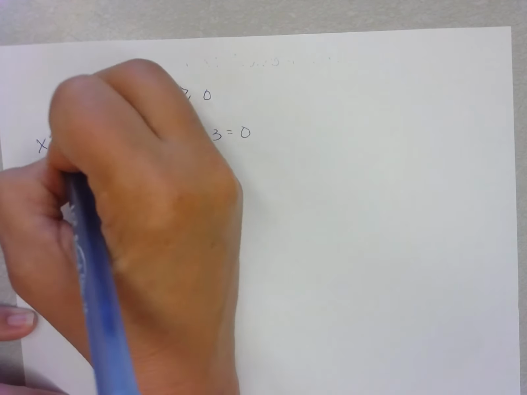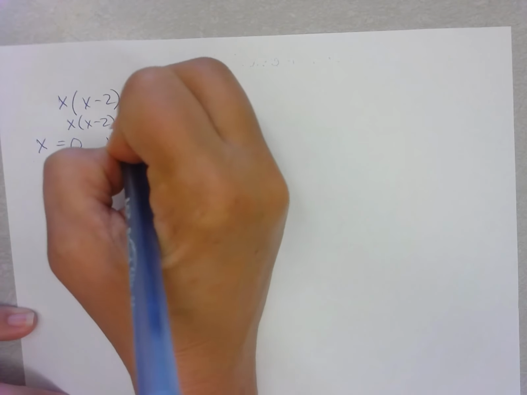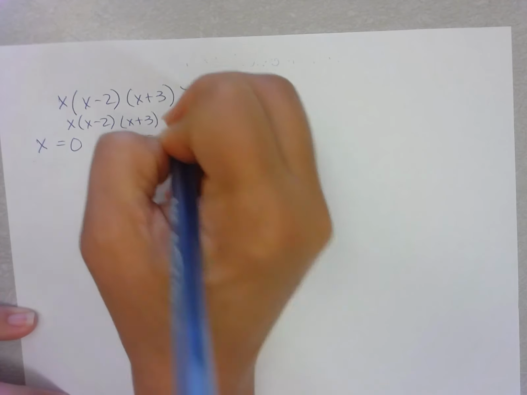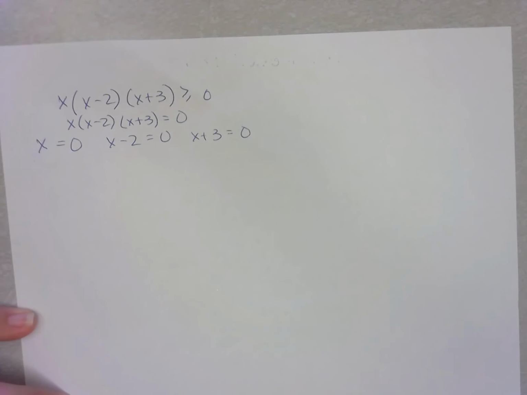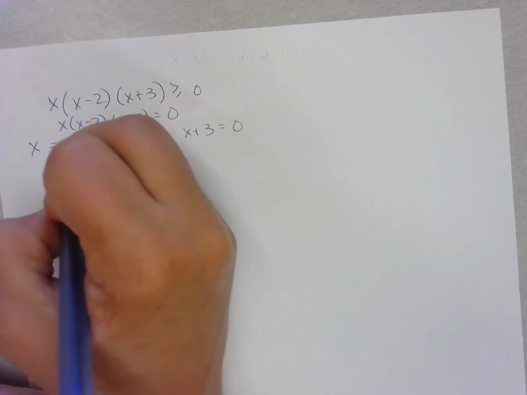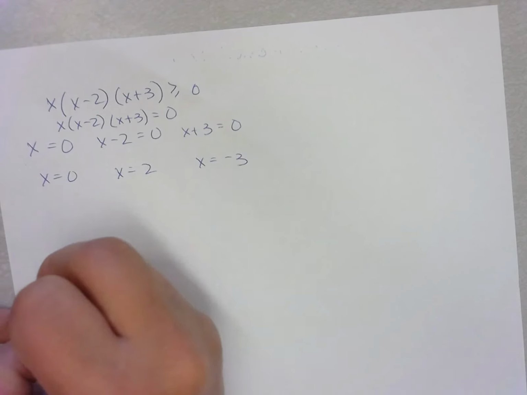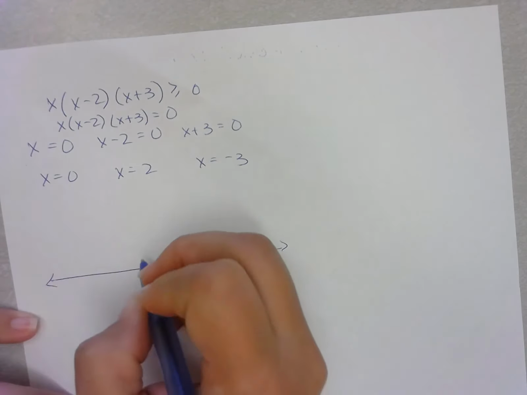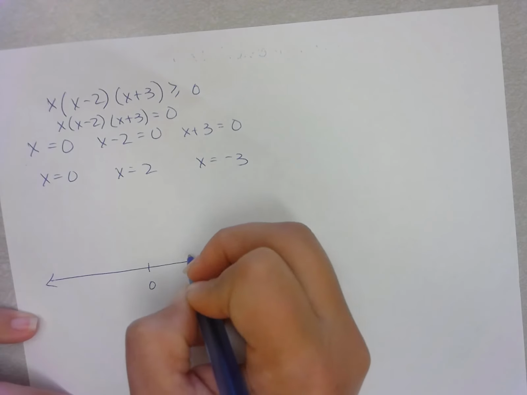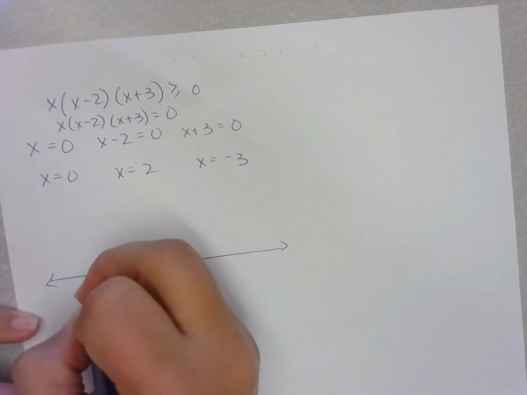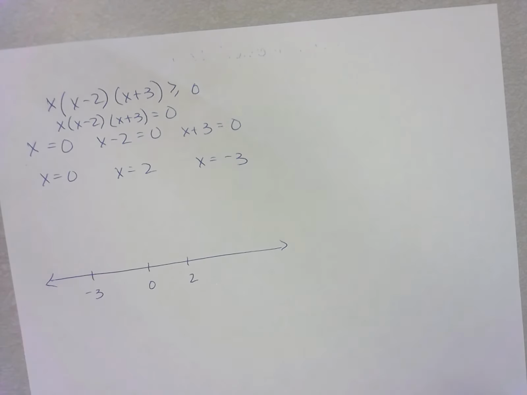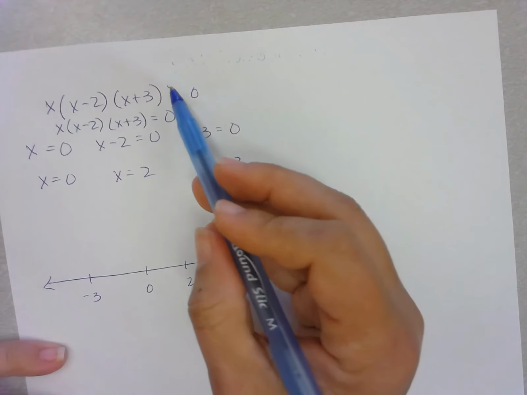We're technically solving this. We're looking at where this is true first, okay? This gives me x is 0, x is 2, and x is -3. So I'm going to put these on my number line. So I'll put my 0 here first. I'll make that the 2. -3 should be a little farther away. All right, so this is greater than or equal to 0.